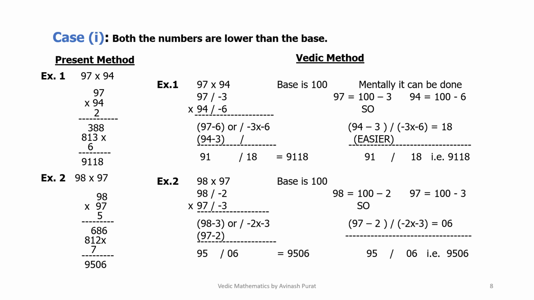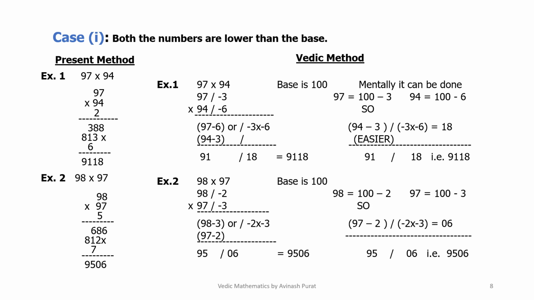By way of the Vedic method, for the first example we take 97 into 94, base is 100. So 97 stroke minus 3 multiplied by 94 stroke minus 6 equals 97 minus 6, or 94 minus 3, stroke minus 3 into minus 6, that is 91 stroke 18 equals 9118.